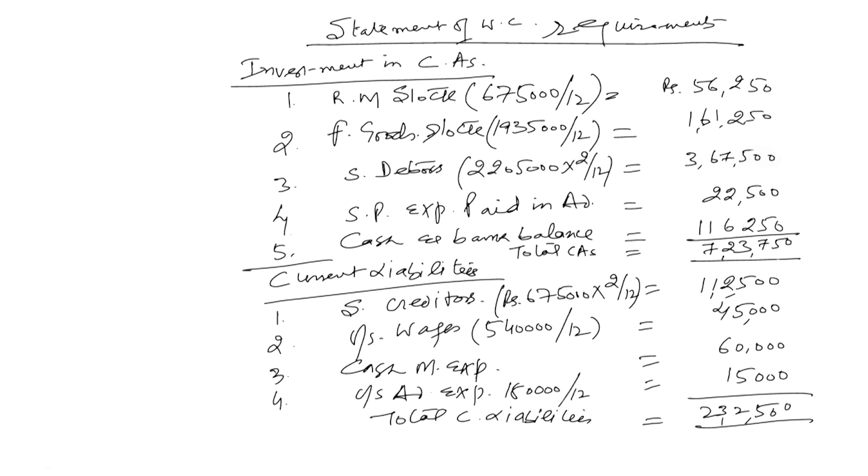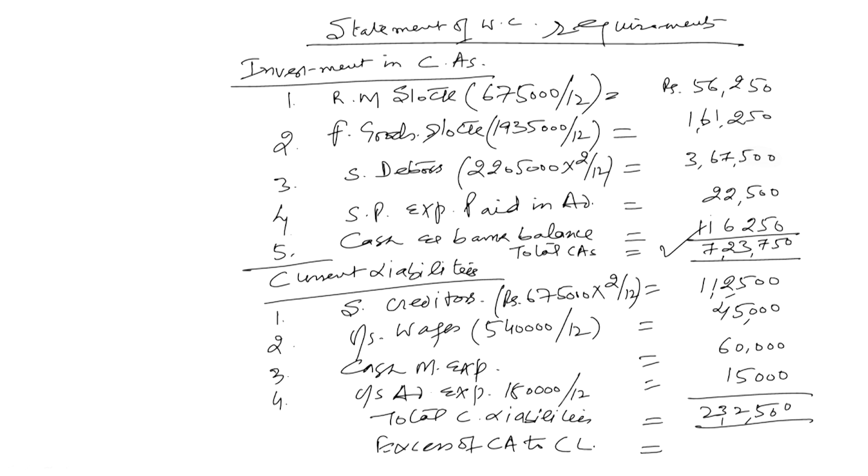Now let us see the excess of current assets over current liabilities. This is going to be the excess. It means this much of the level of the investment we require, 723,750 rupees worth of the current assets we will have to build up over a period of 1 year, and this much of the funds will be available from the current liabilities over a period of time. So it means this is 232,500 that will be available from the current liabilities.